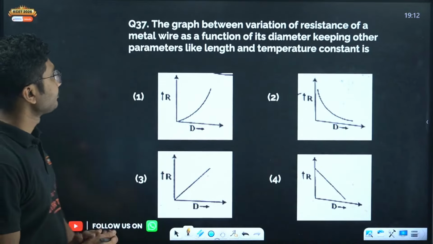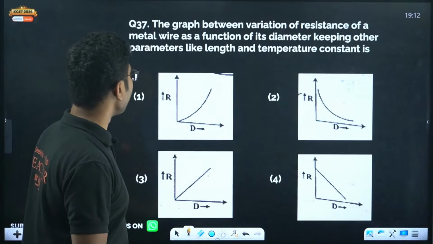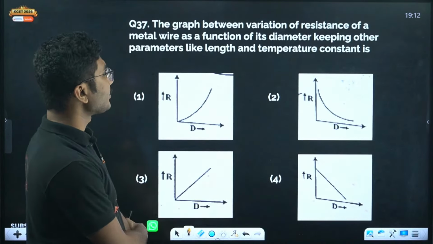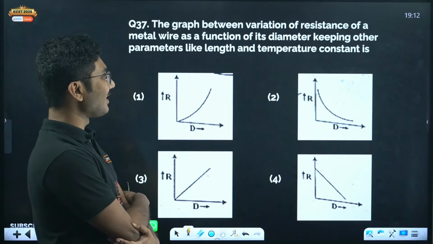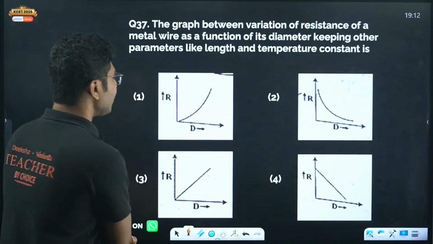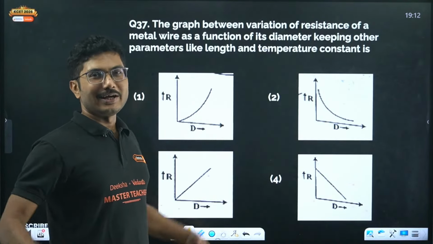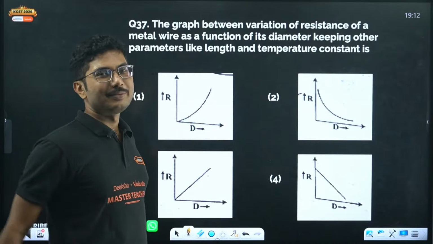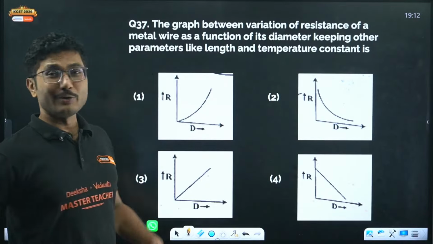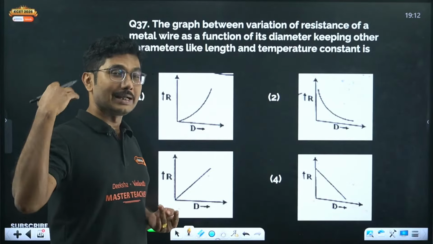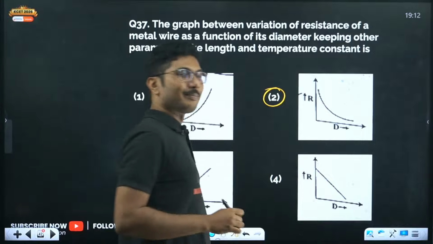Next question. The graph of variation of resistance of a metal wire as a function of its diameter, keeping other parameters like length and temperature constant, is. So this is the favorite question of KCET examiners. They always give one direct pattern involving this. As I told multiple times in my lecture, if you want to guess any pattern, you can guess this answer.